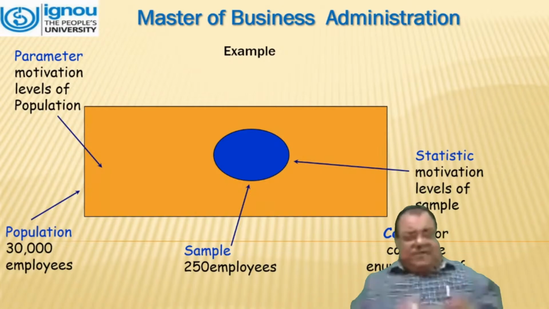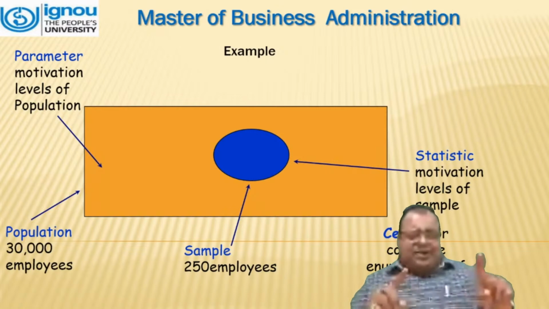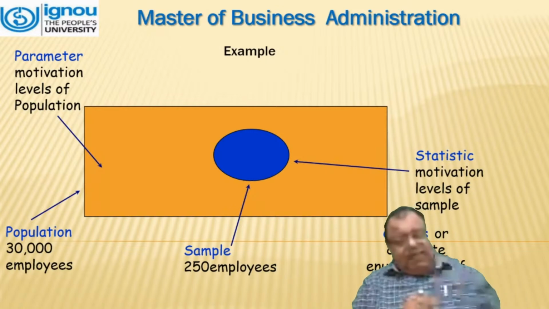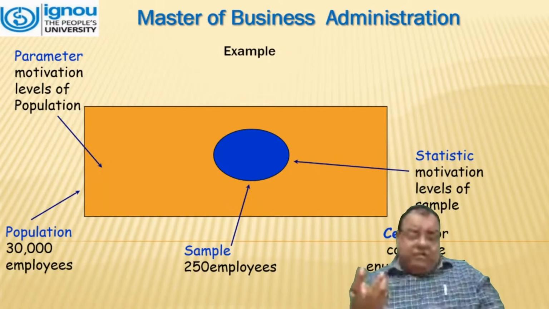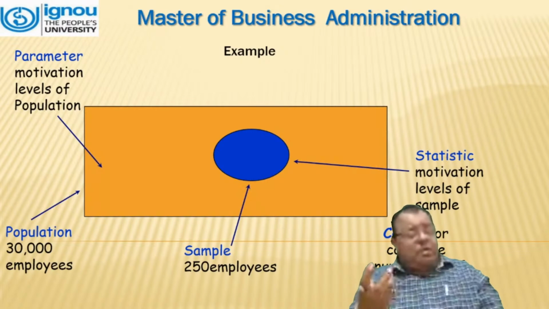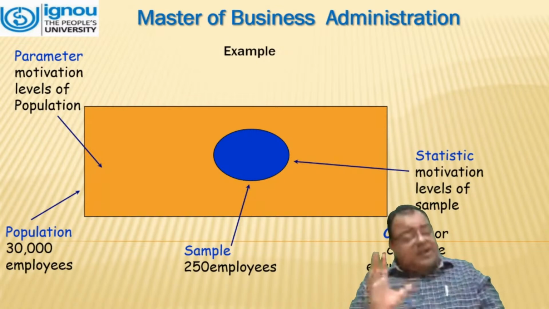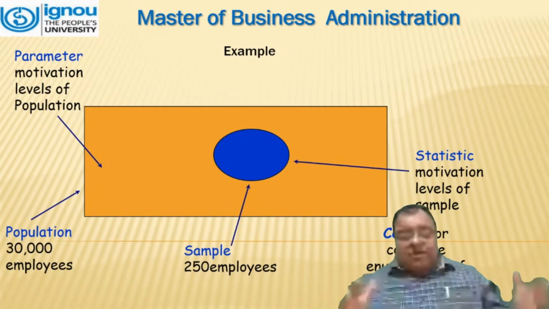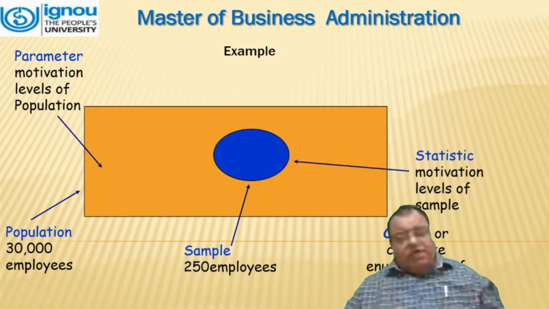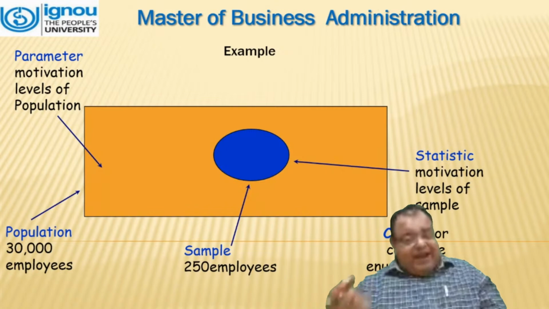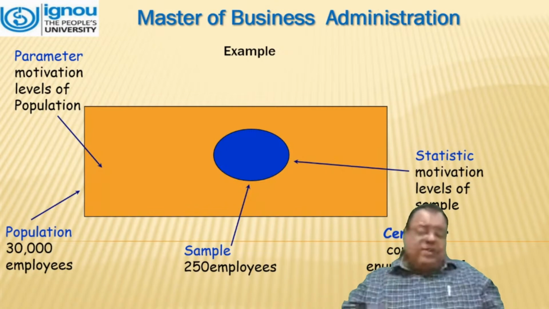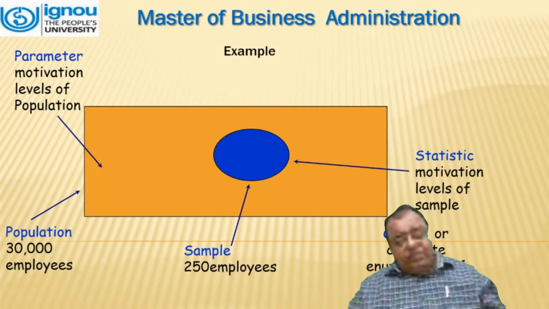Now, with this figure, we can see that there is a yellow rectangle, and in between we have an oval. What we consider is the motivation level of the population. The population is 30,000 employees. Required is a sample of 250 employees from all these 30,000 employees all over the country. And your statistic is the motivation level of the sample. And your census, or the complete enumeration, is this whole triangle, the complete enumeration of the population.